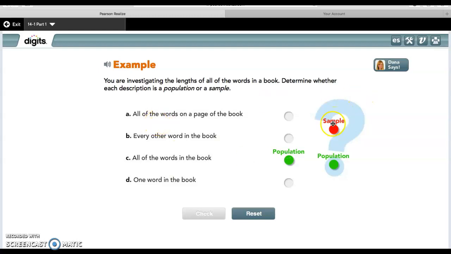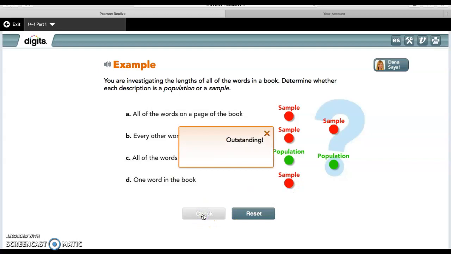When I look at all of the words on one page out of the book, that is a sample. Every other word in the book is another type of sample. And just one word out of the book, even though it's a very, very small sample, is still a sample. Outstanding, we're great.